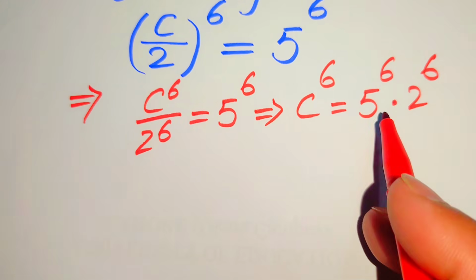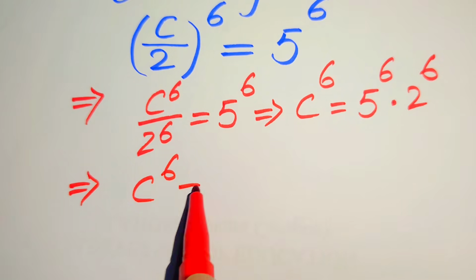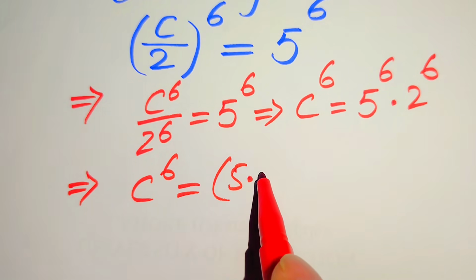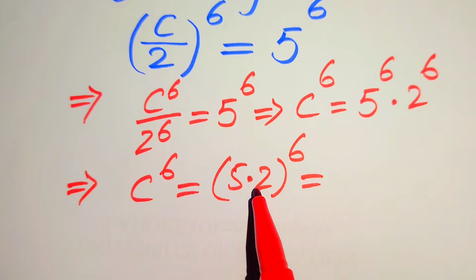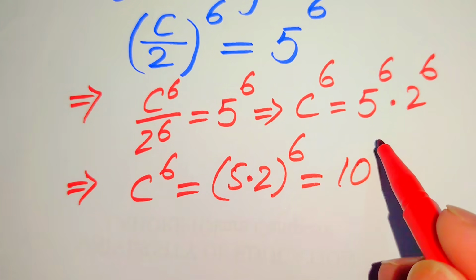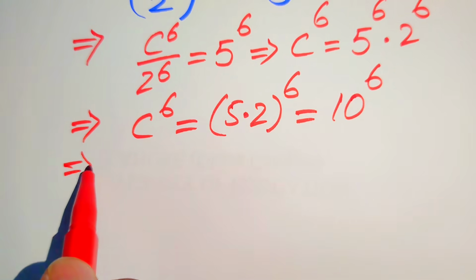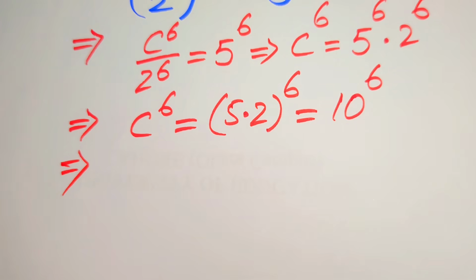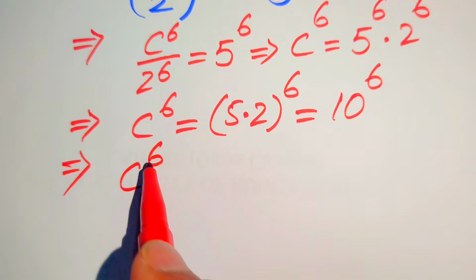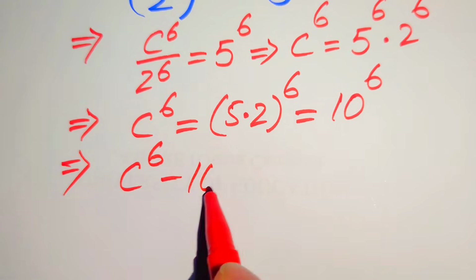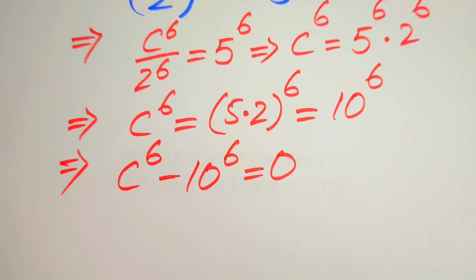And now here we combine the exponents of both of these two terms in the right hand side and we get c to the power of 6 is equal to (5 multiplied by 2) whole exponent 6. So this is 5 times 2 becomes 10 to the power of 6. And now we move the term 10 to the power of 6 from the right hand side to the left hand side. So when we move 10 to the power of 6 into the left hand side, we get c to the power of 6 minus 10 to the power of 6, and this whole equation is equal to 0.